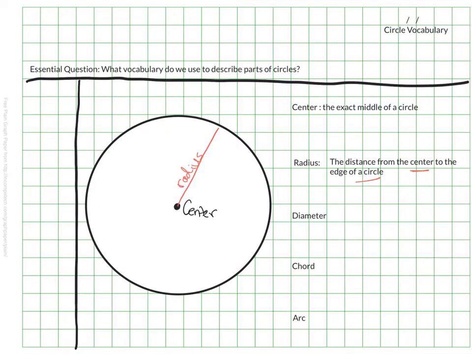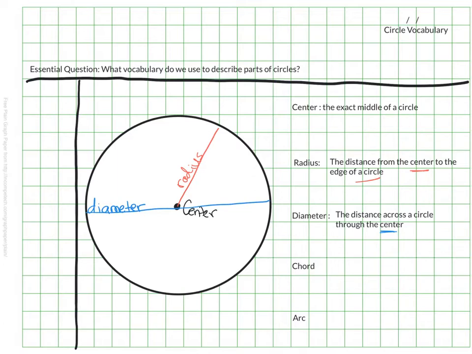In addition to the radius, we also have the diameter. And the diameter also is related to the center, and that is that it is a distance across the circle, but it has to pass through the center. So from any spot on one end of the circle to the other, so long as it passes through the center, you can draw that and label that diameter.